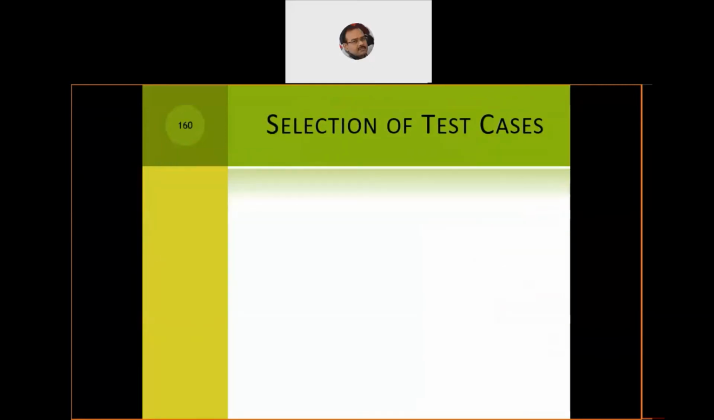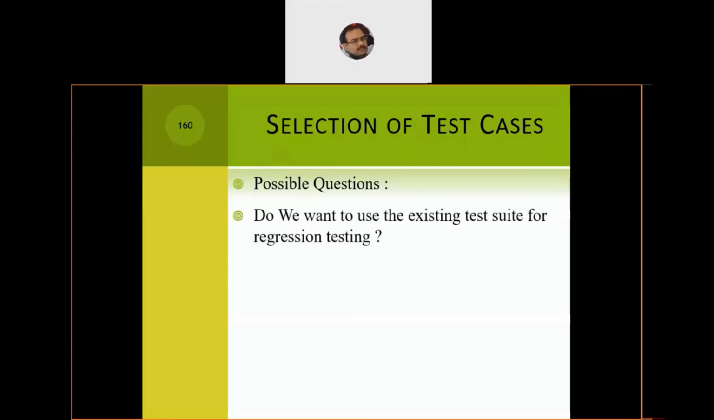Now the next topic talks about the selection of the test cases. So once you have identified this broad category, then the possible question which the team has to answer is, do we want to use the existing test suite for regression testing? And most of the time the team will say yes, because nobody wants to spend the time again for design and development of the new testing technique.